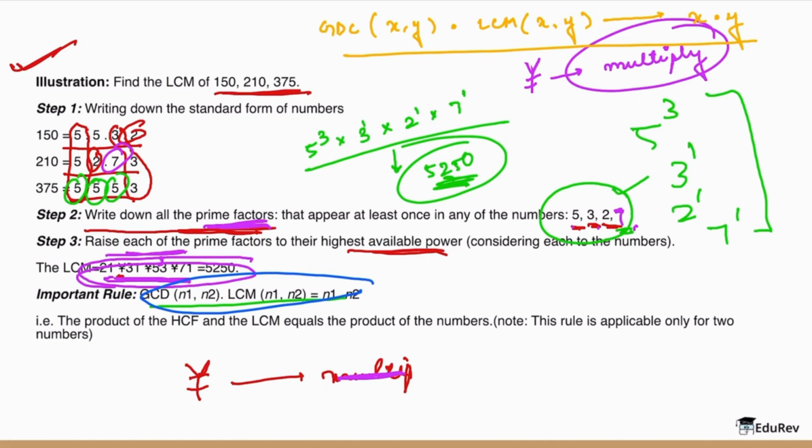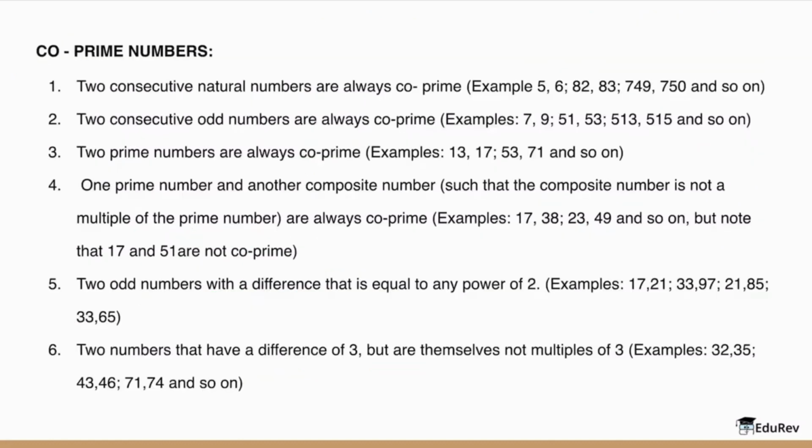So let's move forward. We are on the concept of co-prime numbers. What are co-prime numbers and what are some of their properties that we are going to do now? It's very simple. Two consecutive natural numbers are always co-prime numbers. Example: 5 and 6, 82 and 83, and so on.